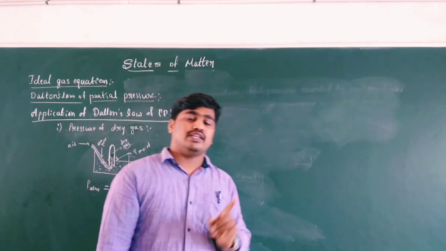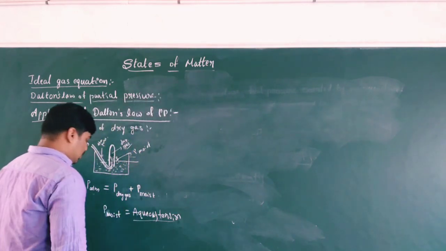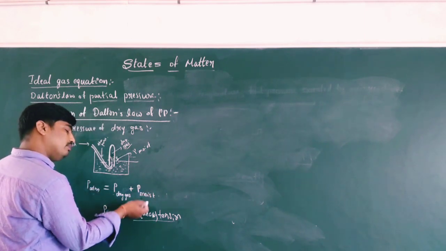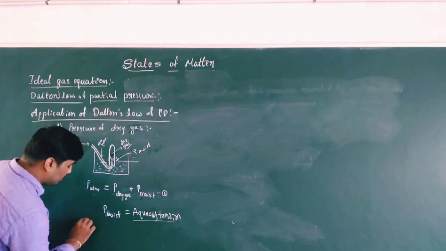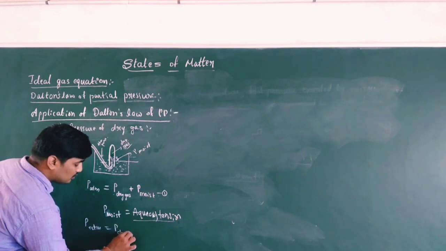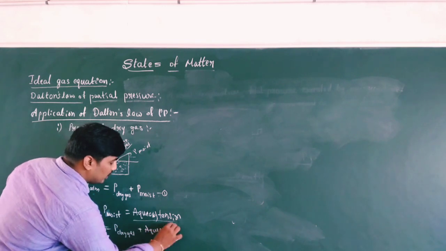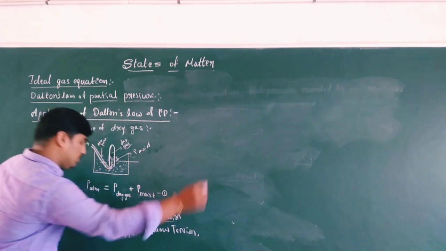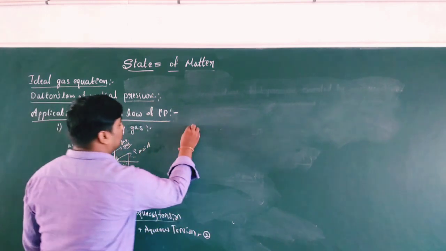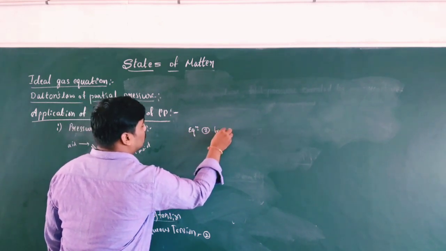Aqueous tension is the pressure exerted by saturated vapor. Okay, please note it down. Pressure of atmosphere is equal to pressure of dry gas plus, now it becomes, aqueous tension. Equation number 1 becomes P atmosphere is equal to P dry gas plus aqueous tension. Now it is equation number 2.